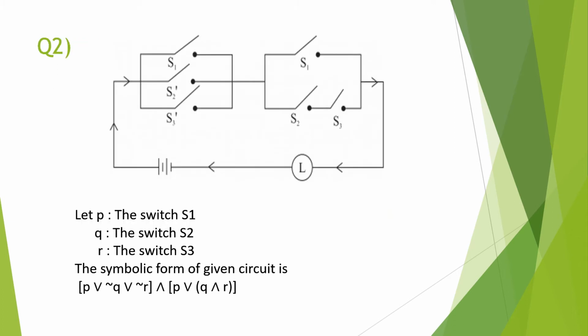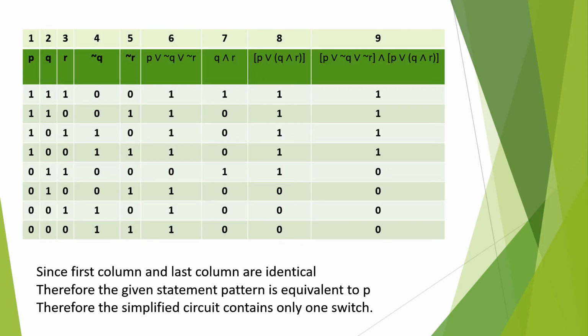Consider the next question. A switching circuit is given and same question is there, that is we have to interpret the result. So converting the switching circuit into symbolic form, we get the symbolic form as P or ~Q or ~R, and P or Q and R. Now next step is to construct its switching table. So switching table is constructed here. You can do that yourself.